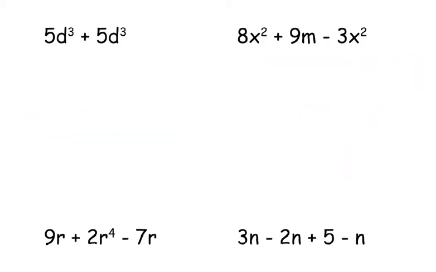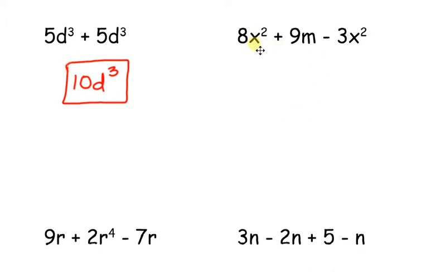Okay, we're going to take it up another step. We have some exponents here. So I have a d to the third power and a d to the third power. They can combine. I'm going to ignore the variable for a minute. What is 5 plus 5? 10. Now put my d to the third power back in there. And 10d to the third power is my final answer.